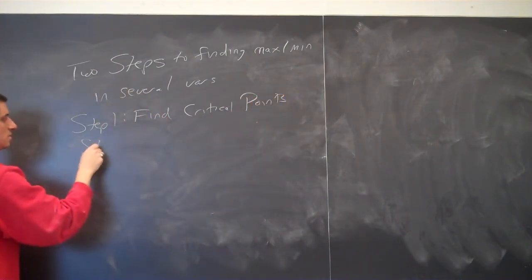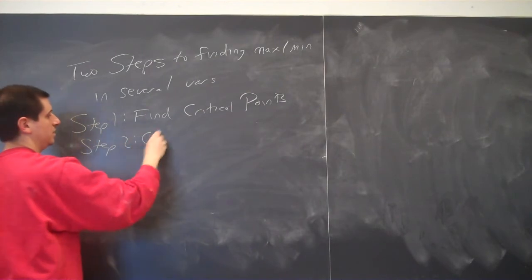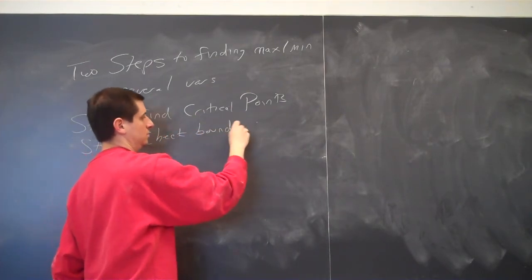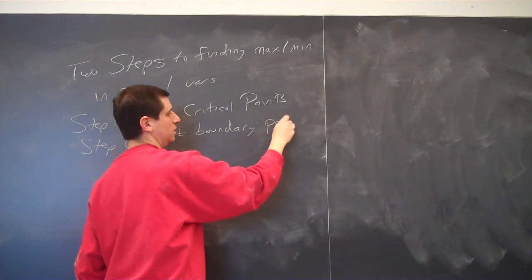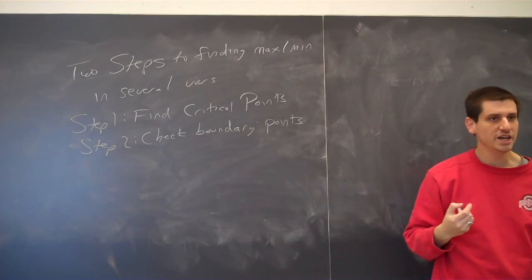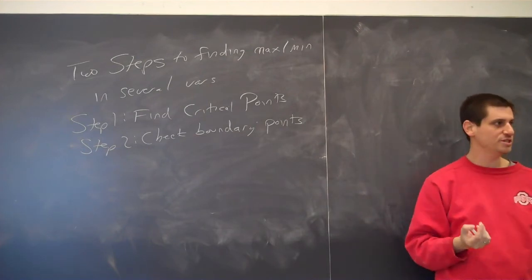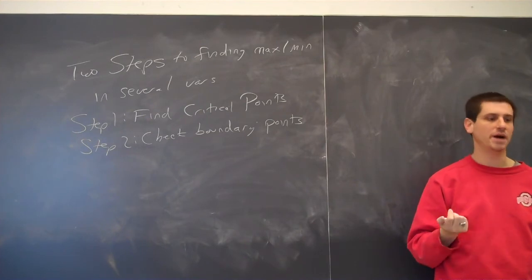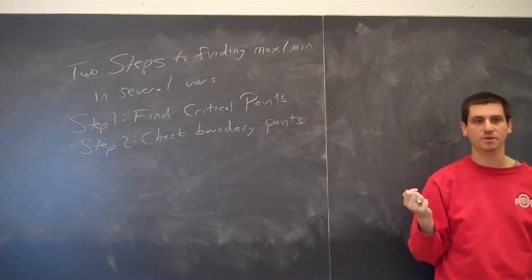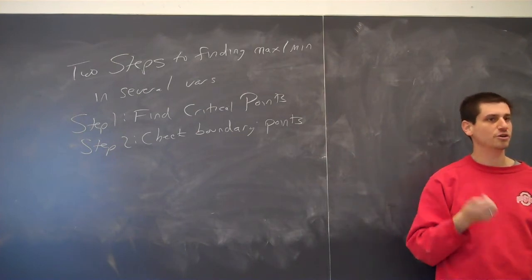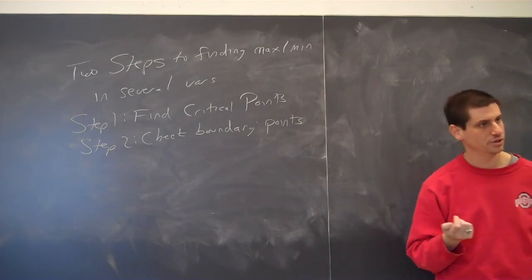And step two is check the boundary points. So the only difference between this and what you've done in Calc 1 is that rather than using the word endpoints, I'm using the word boundary points. Sometimes in Calc 1 you say boundary points as well, so it's really not a big difference. The real question is, what is the notion of a critical point in several variables?